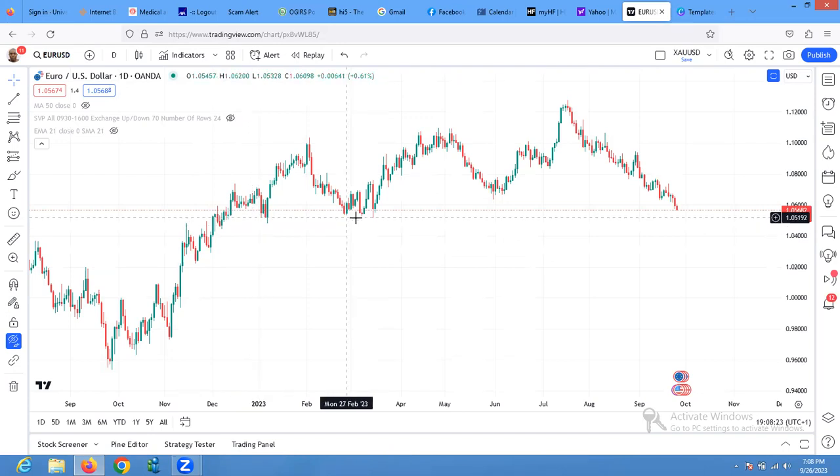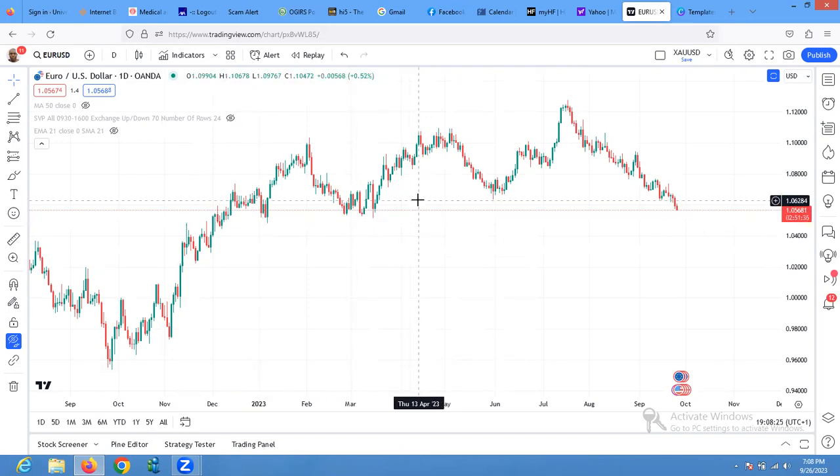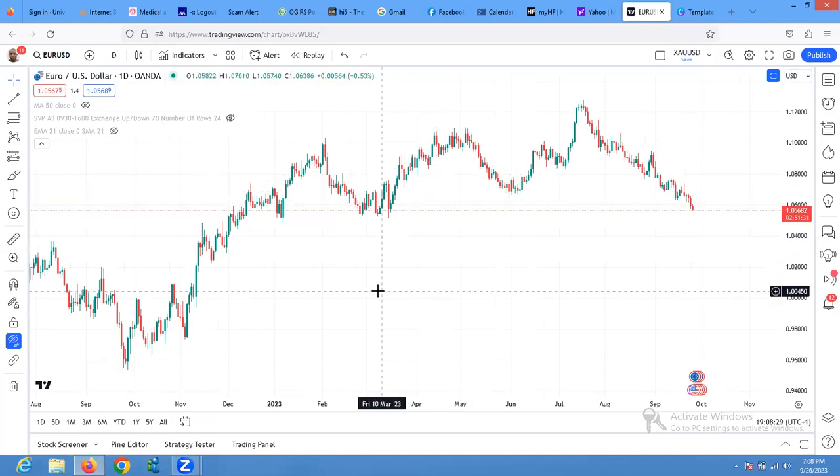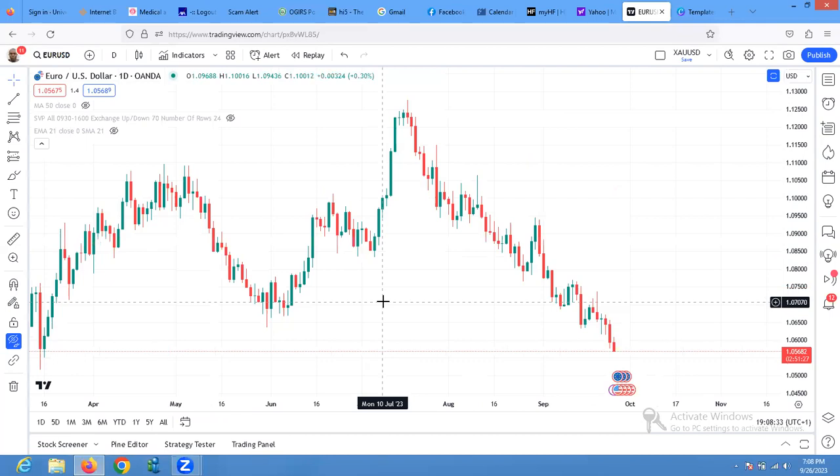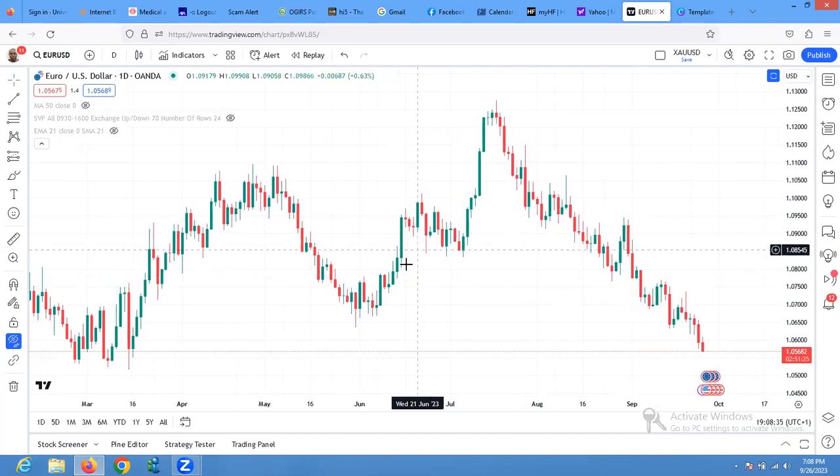They are going to waste time until Friday. But in terms of structure, let's look at the structure and quickly make something out of the structure that we are seeing.